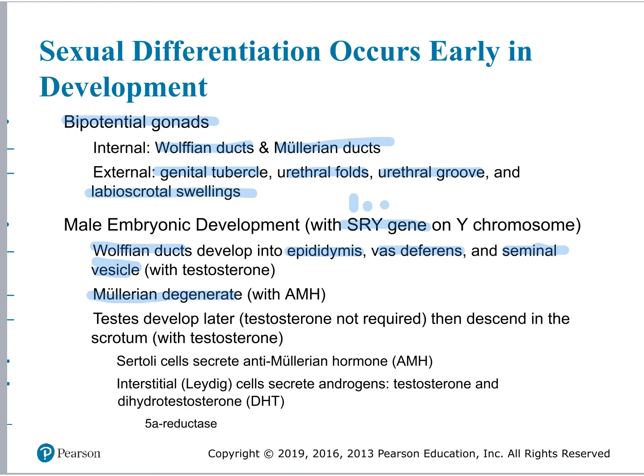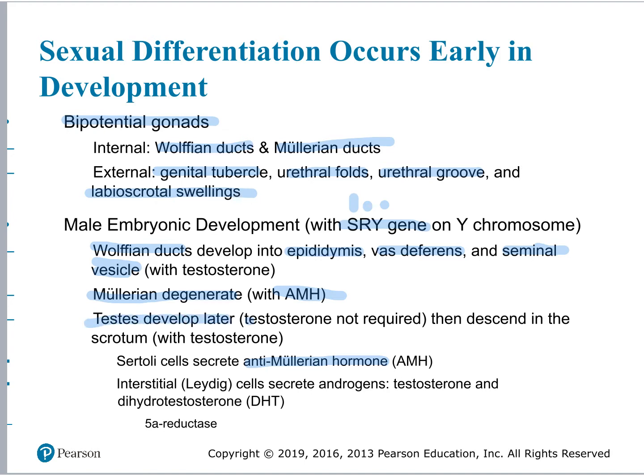If the Y chromosome is present with the SRY gene, it produces a hormone known as AMH. AMH is known as anti-Mullerian hormone because the Mullerian ducts will develop into parts of the female reproductive system. So if they have the Y chromosome, they're going to make the Wolffian ducts proliferate and develop into the male reproductive system, and it's going to make the Mullerian ducts, which would be part of the female reproductive system, degenerate. And then the testes will develop later.